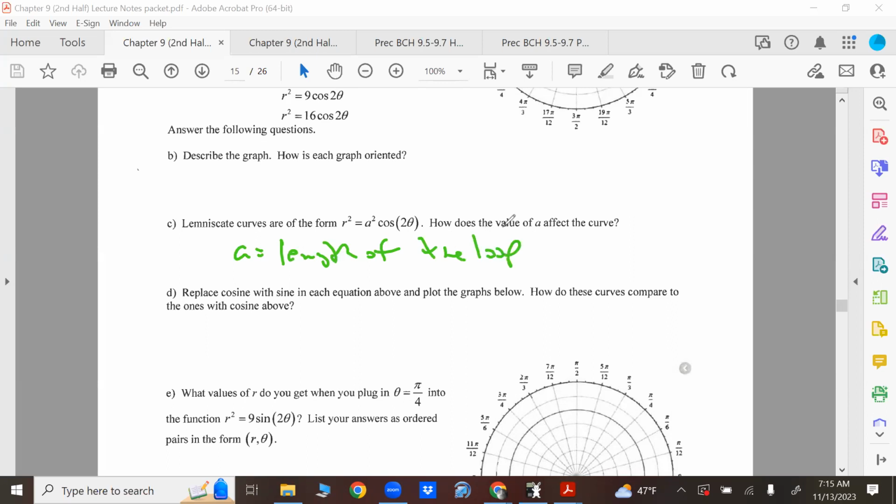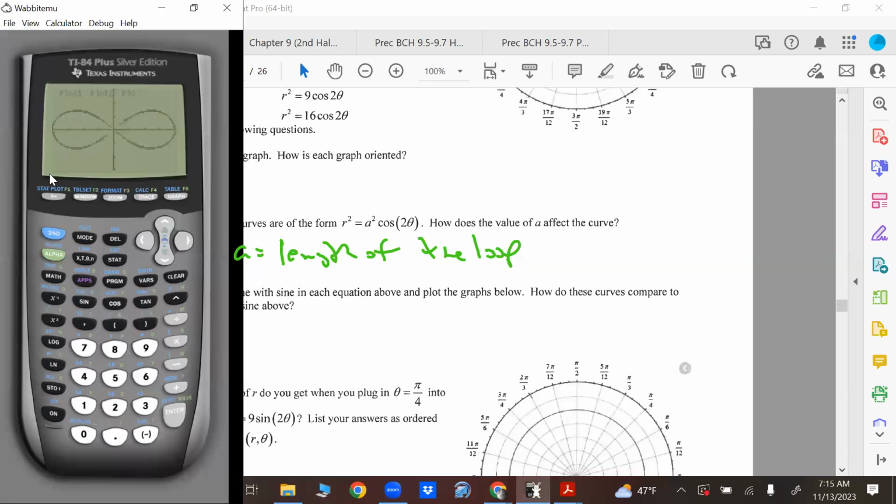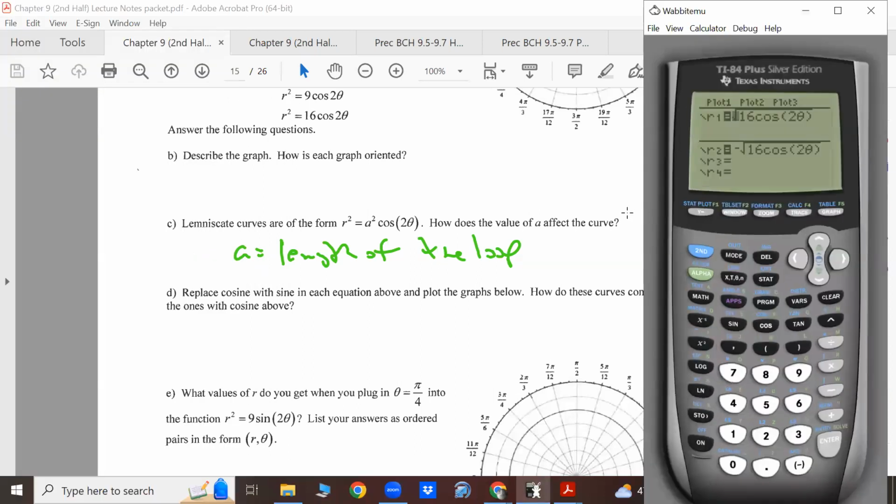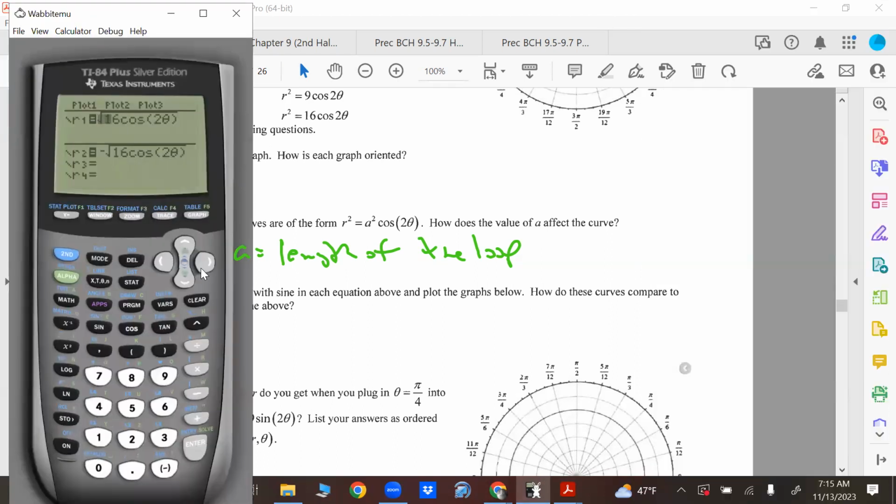And replace cosine with sine. How will that look different? Let's go back to the calculator again. Here we go. Replace that with sine. So it's interesting. It actually is reoriented at a pi over 4 angle. So that's how that would look.